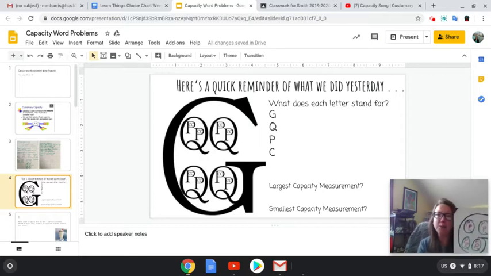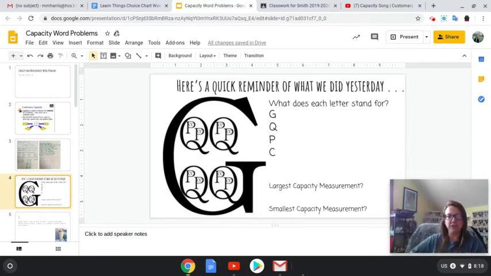So how many cups would equal 1 quart? Well, if we look, this is 2 cups and this is 2 cups. So 4 cups would equal 1 quart. So each prince and princess should have 2 cats. And there is our kingdom of Gallon.